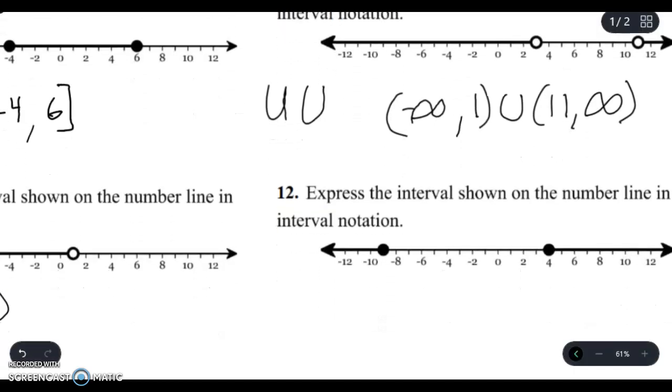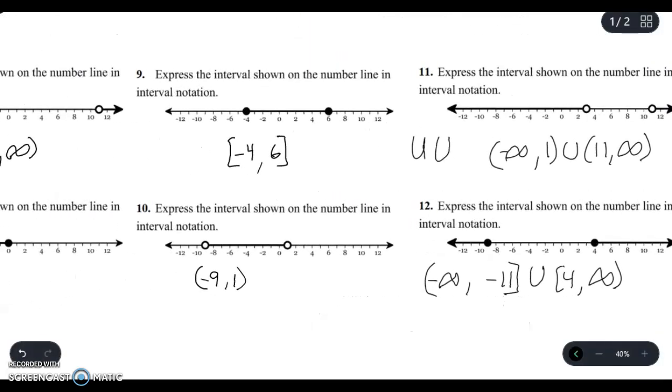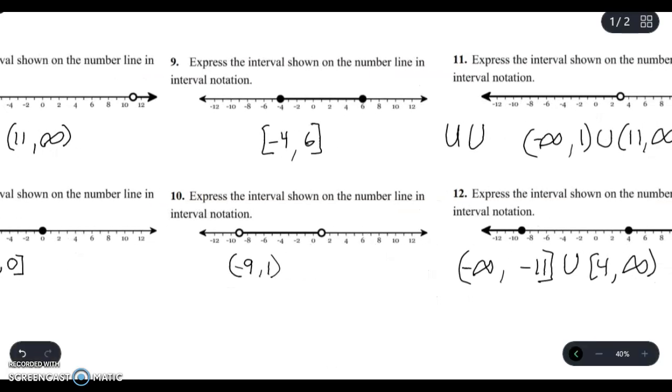All right, on our last example here, we've got negative 11 going all the way to negative infinity, parentheses on the infinity. Because this is closed in, we put a bracket. Or we have the 4, which is also in a bracket, and it goes up to positive infinity, parentheses. And that's it.